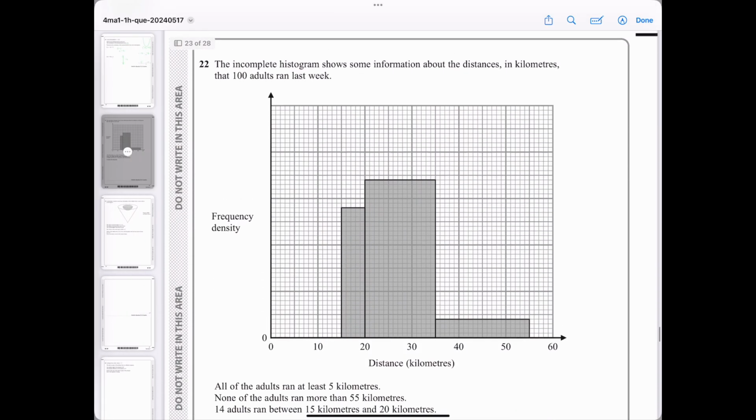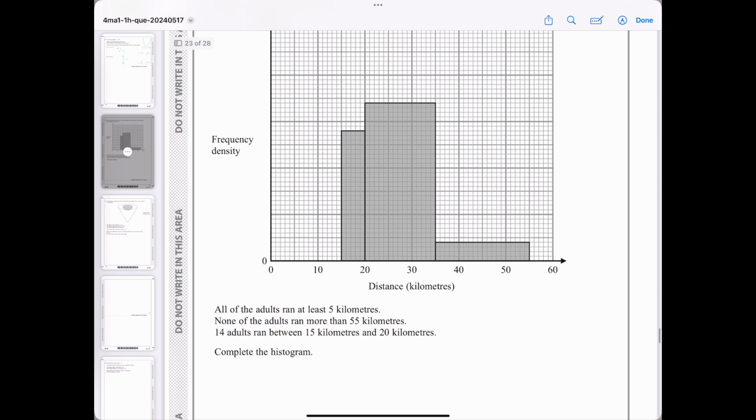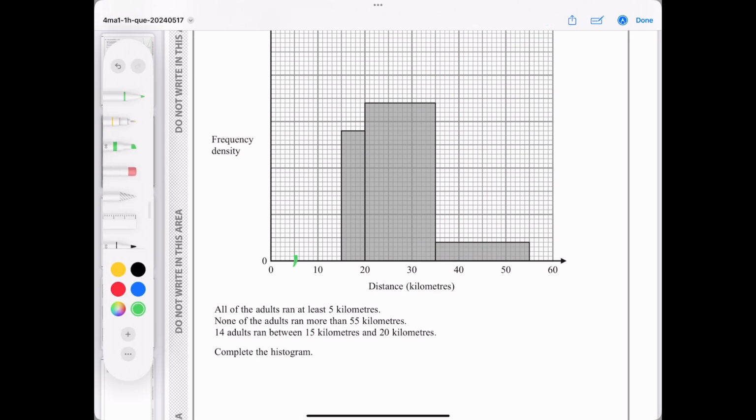Right, looking at this is an incomplete histogram. We don't know the frequency density, but we do know all of the adults ran at least 5 kilometers. We know none of the adults ran more than 55, which we can see there. And we know that 14 adults ran between 15 and 20 kilometers. So based on that, this is 15 and this is 20.